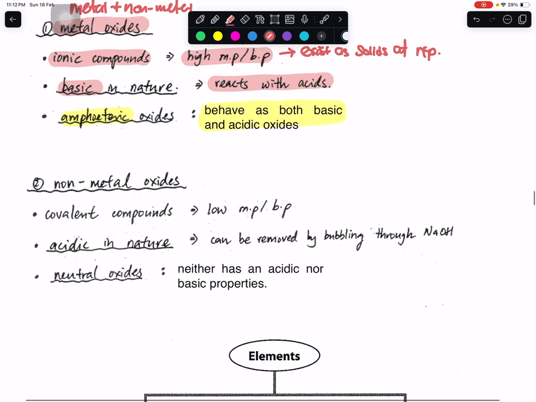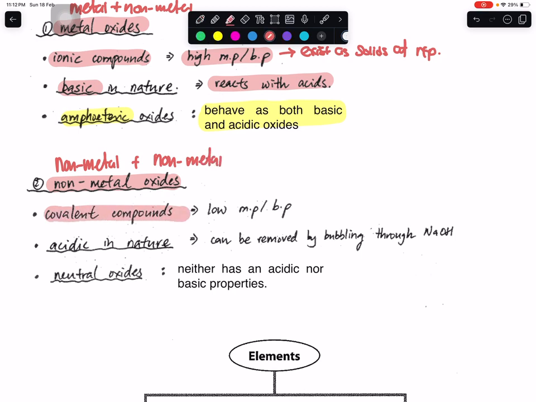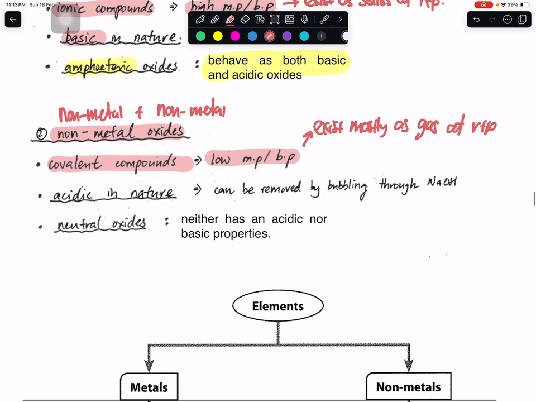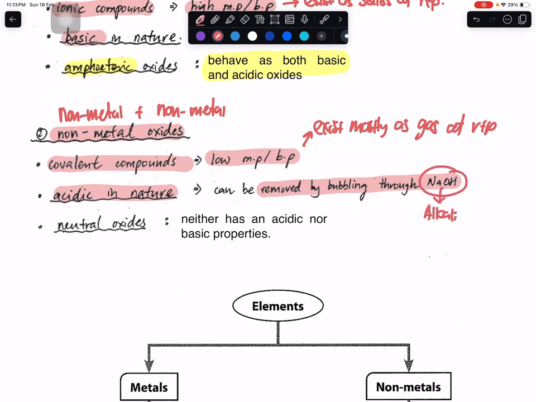For the next one, we have non-metal oxides. Because we have a non-metal plus another non-metal, you will get covalent compounds. Remember, covalent compounds tend to have low melting and boiling points. So that means they tend to exist mostly as gases at room temperature and pressure. For these non-metal oxides, most of them are acidic in nature. Because they are acidic gases, you will have to remove them by bubbling them through NaOH, and NaOH is your alkaline.